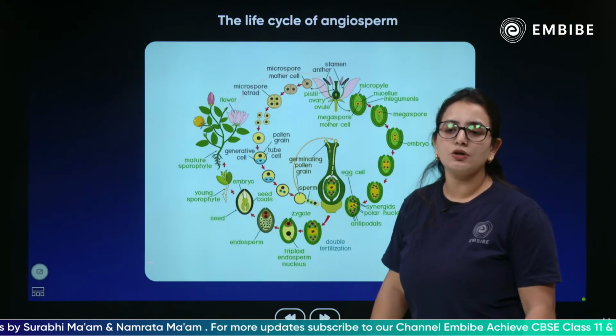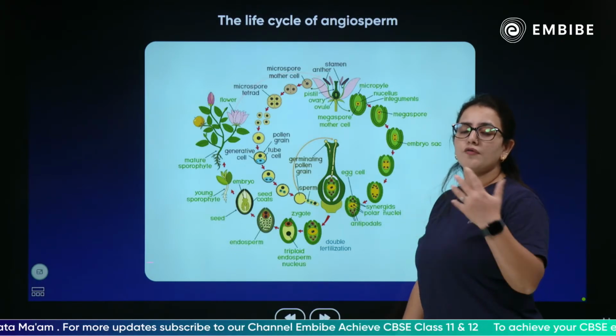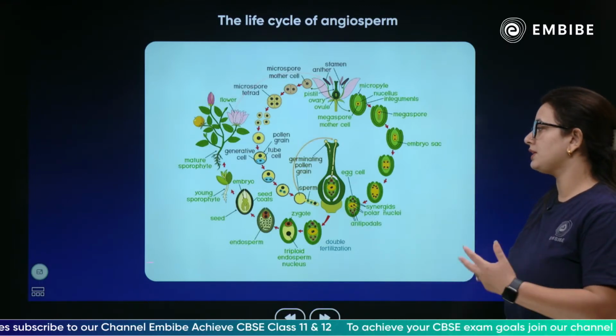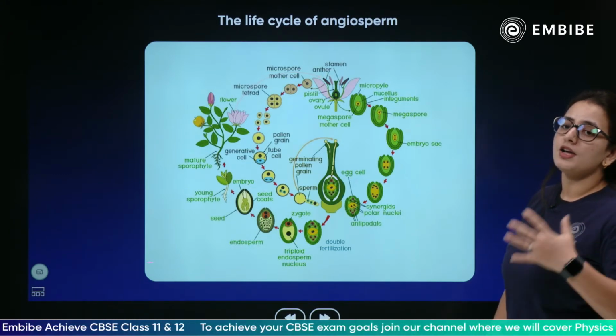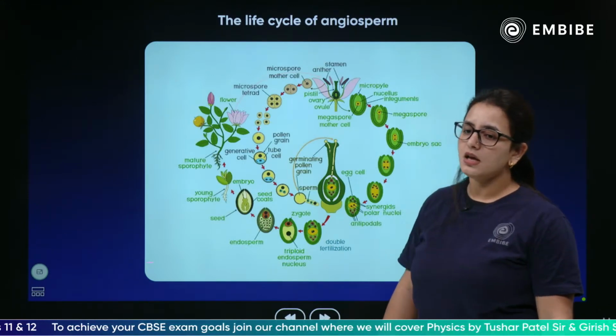The endosperm leads to the nourishment of the developing embryo, and the ovule converts into a seed. A new sporophyte is formed as the young seed germinates to form a sporophyte. So this is what the life cycle of angiosperms is all about.